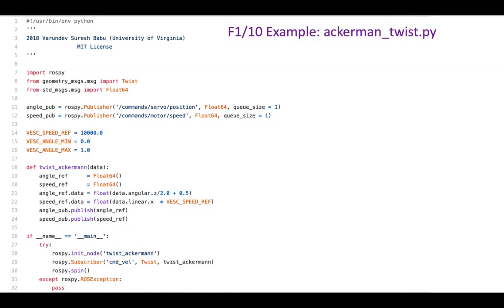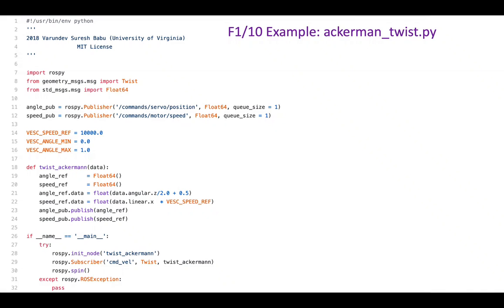So let's look at F110. I know the text is a little bit small, but I want to at least give you an example of how we use this on the real car. So shown here is a node called Ackerman twist.python.